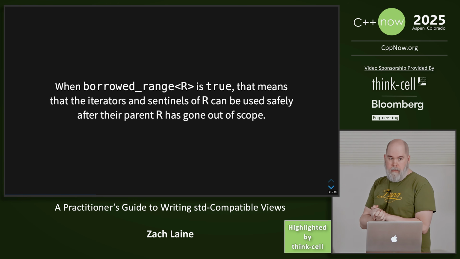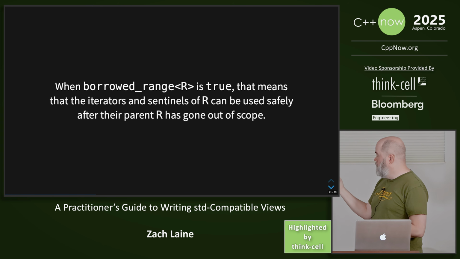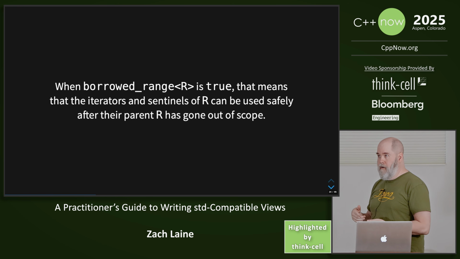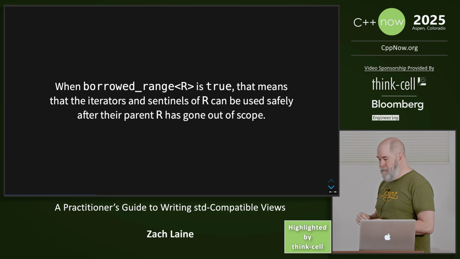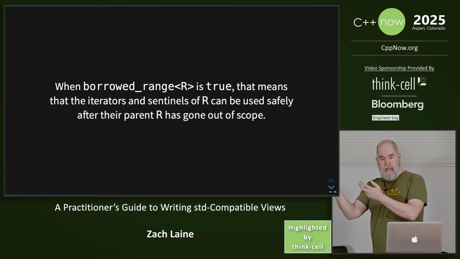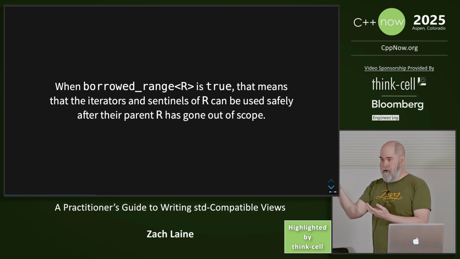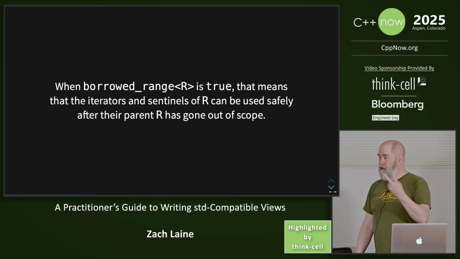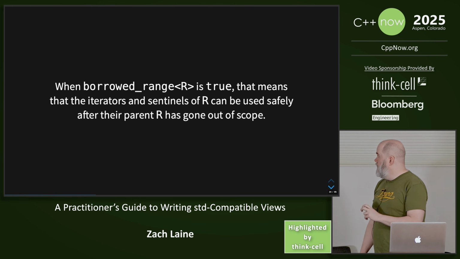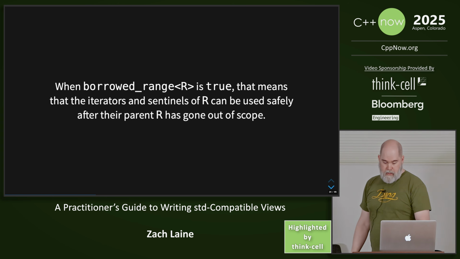So borrowability is done in terms of borrowed range, right? Borrowed range is a concept. There's a variable template called enable borrowed range that you can specialize for your range to say if it's borrowed or not. But what borrowed means is that if I've got my view and I say begin and end, I take those iterator and sentinel out, and then the view goes out of scope, have I invalidated the iterator and sentinel or not? Okay, so can they exist independently of the range that you took them from?